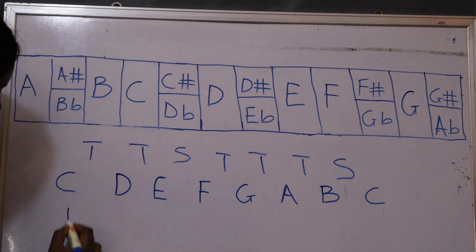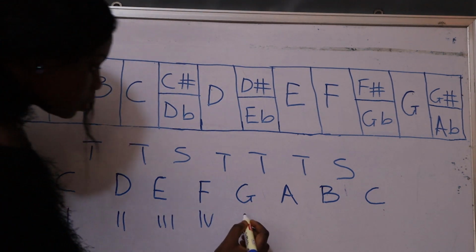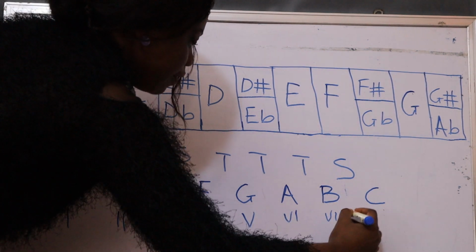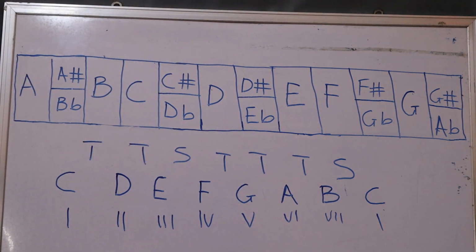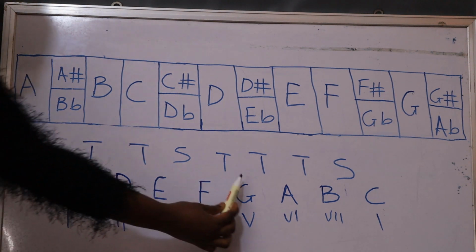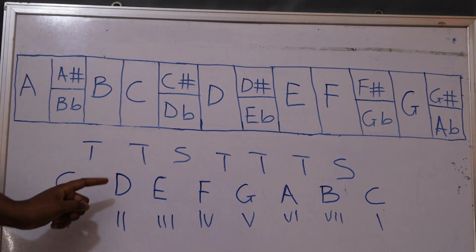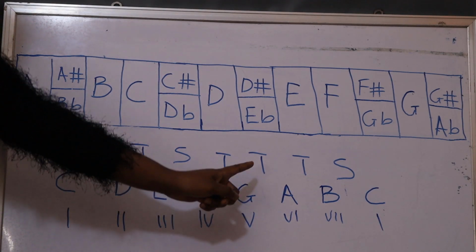So we'll have 1, 2, 3, 4, 5, 6, 7. We don't call this 8. This is back to 1 because it's the same thing. All right, so this is the C major scale. Now some people like looking at this as solfa notation, your do re mi fa sol la ti do. That means if you play in the key of C, your D will be re, E will be mi, F will be fa, G sol la ti do.